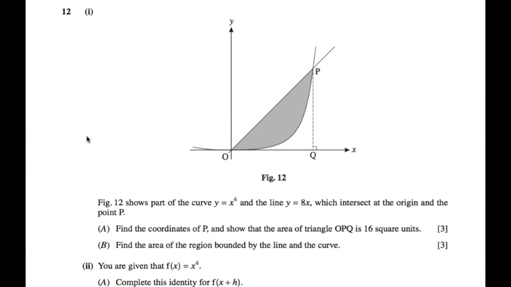12. So figure 12 shows part of the curve y equals x to the 4 and the line y equals x, which intersects at the origin and the point P. So first of all, find the coordinates of P. So this is going to be where x to the 4 equals, sorry, equals 8x.